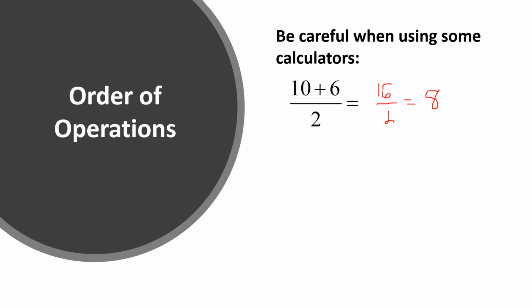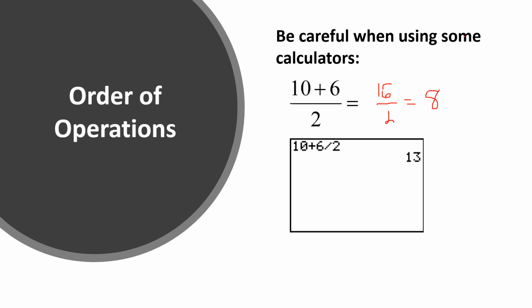If we use a scientific or graphing calculator and we just input 10 plus 6 divided by 2, the calculator is going to tell us the answer is 13. The reason why is because the calculator is going to divide before it adds. So 6 divided by 2 is 3, and then it's going to add 3 to 10 and we get 13. Now that is not what we wanted in this example.